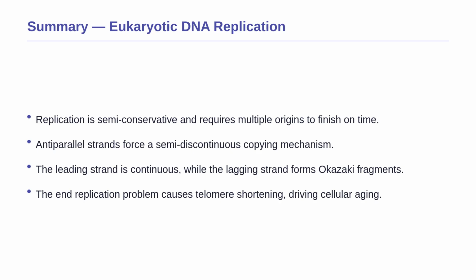Finally, the inability to copy the very ends of linear chromosomes leads to telomere shortening, which acts as the fundamental biological clock dictating how we age. You now understand the master copying process of life.